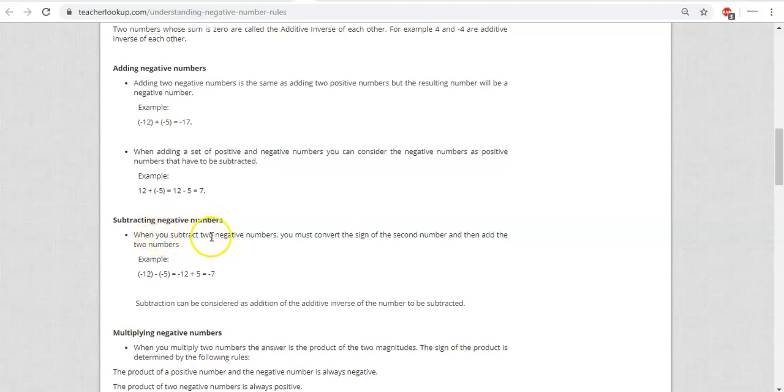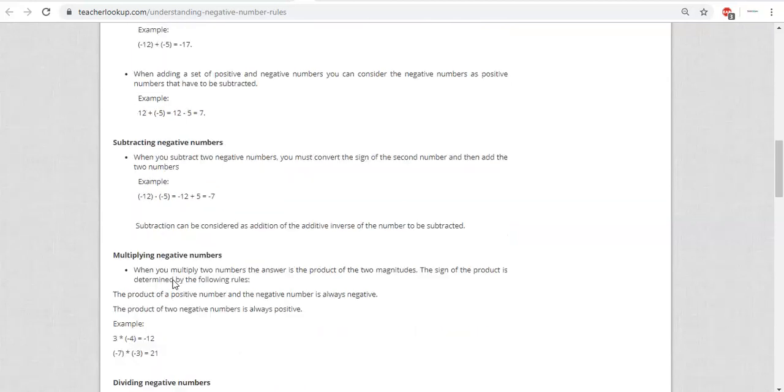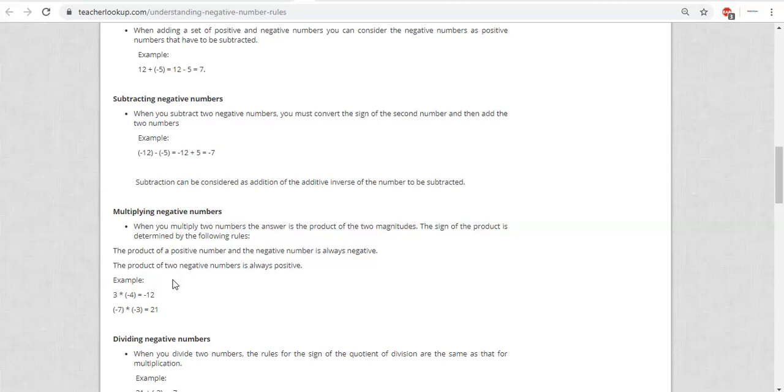Subtracting negative numbers. When you subtract a negative number, you must change the sign of the second number and then add the two numbers. For example, -12 minus -5 is equal to -12 plus 5. Guys, there's a rule to remember: plus minus equals a minus, minus minus equals a plus, plus plus equals a plus, minus plus equals minus, guys. So that's a rule that you should remember and use.